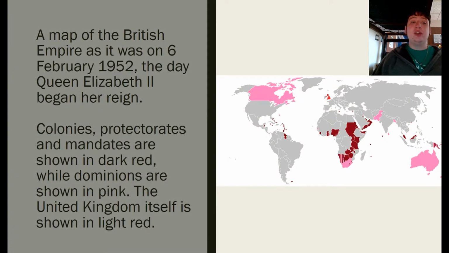Here is a map of the British Empire as it was when she became queen, the day that she began her reign. The colonies, protectorates, and mandates are shown in dark red, and the dominions are in pink, and then the United Kingdom itself is shown light red. So you can see much of the British Empire was still intact, and she had a huge empire when she became queen, whereas she has overseen the decolonization of most of it.